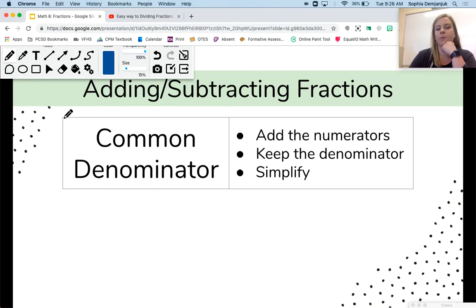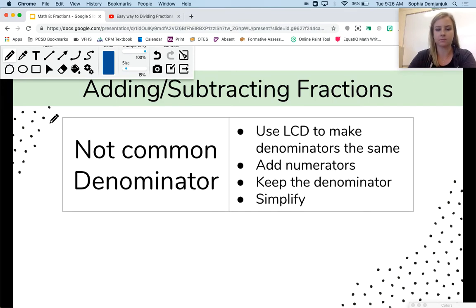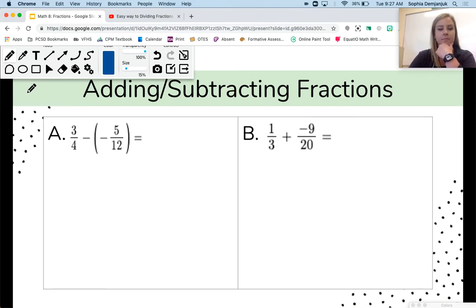So first rule, when we're adding and subtracting fractions and we have a common denominator, we're going to add the numerators and just bring the denominator over and then simplify. We're going to be working today with examples that don't have common denominators though. So we're going to use the least common denominator to make the denominators the same. We're going to add the numerators, keep the denominator, and simplify. So let's put those steps into action.